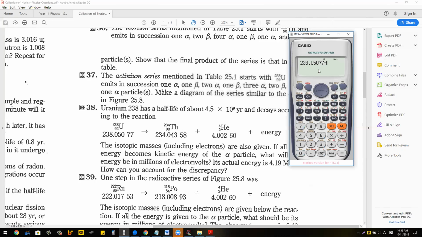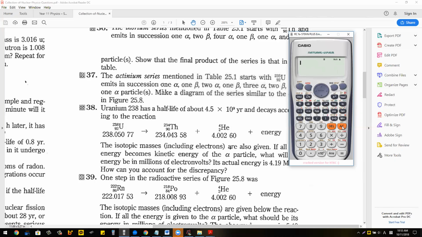238.05077 minus 234.04358 minus 4.00260, right? Then you get this much. Wait, why do you minus them all? Minus this one, minus these two from here. That's the mass defect, isn't it? But don't you minus this one and this one plus this one? If I do it in a bracket, then I have to plus these two. Oh, all right. Yeah, same thing.